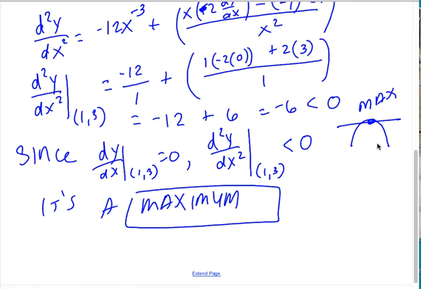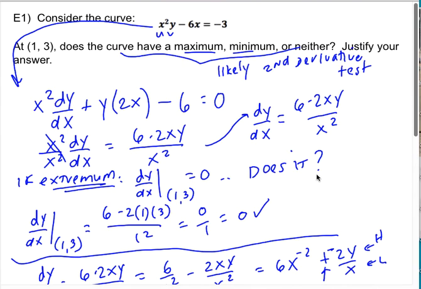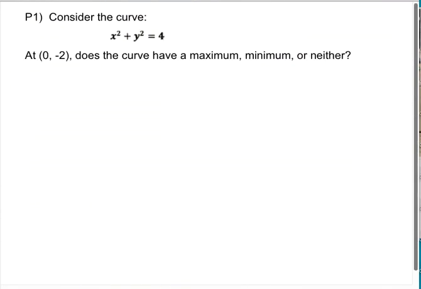Cool. So again, this is one of those instances where it's easier to do the second derivative test. You could have solved this for y. This is an example of one that you could solve for y if you wanted. I chose not to. All right. Go ahead and give P1 a try.